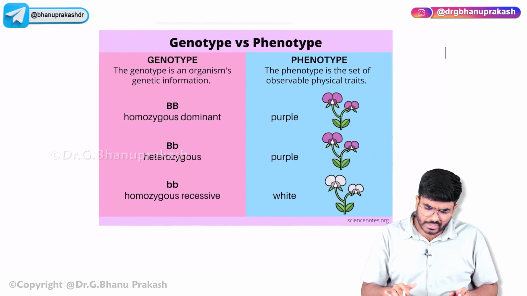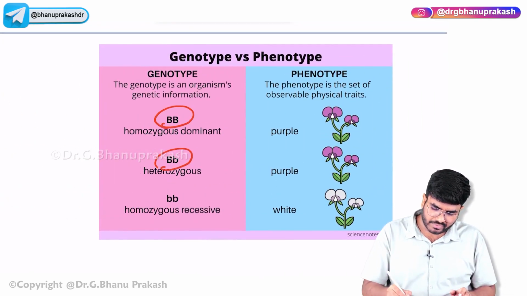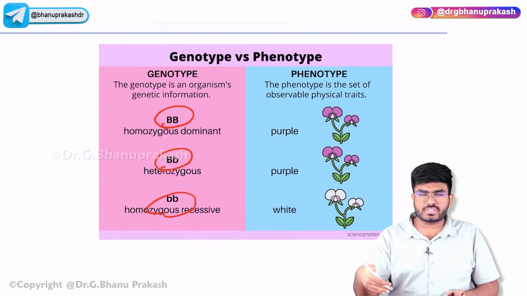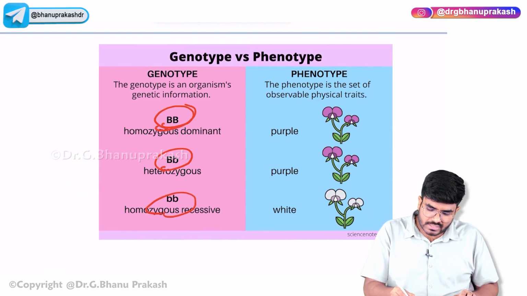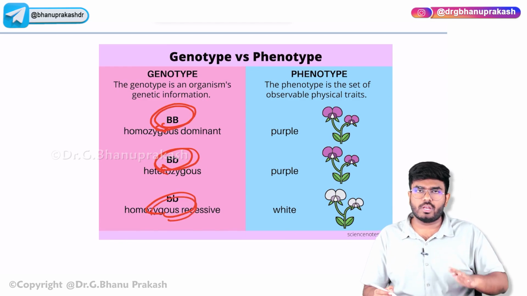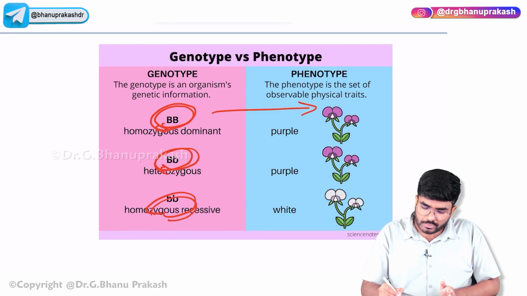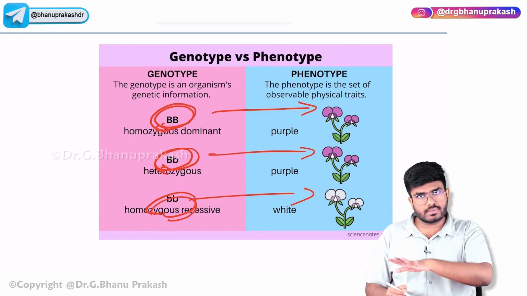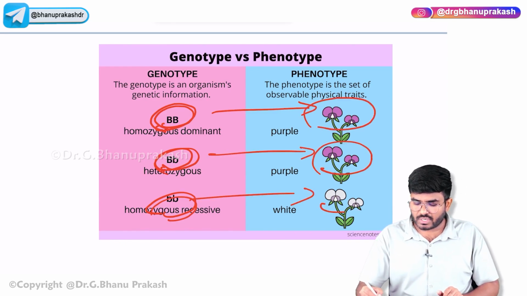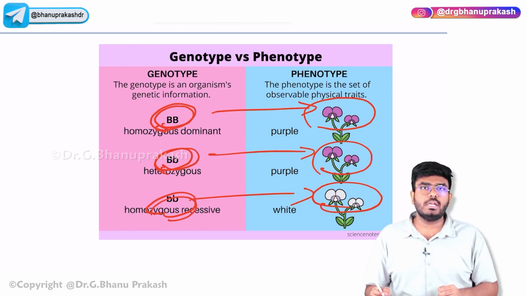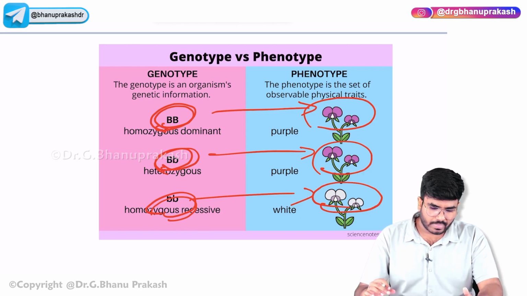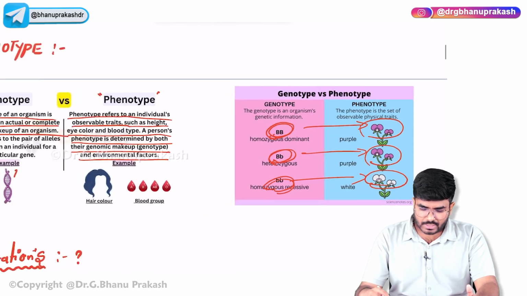Here also, for example, this is the genotype. This is what you study in your botany in class 11th or 12th. This is the genetic makeup. Capital B, small b, capital B, small b, small b. It's a genotype. Based on the genotype, you can have different colors. Phenotype, this color expressed, what is getting expressed, the color of the flowers, is called the phenotype. Okay, so genotype, phenotype is completed.